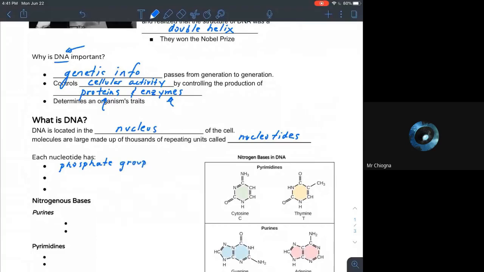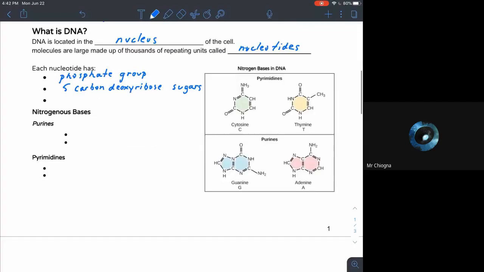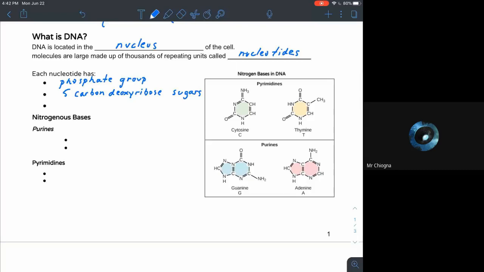A 5 carbon deoxyribose sugar, simply called sugars. And then the bases, the nitrogen bases.